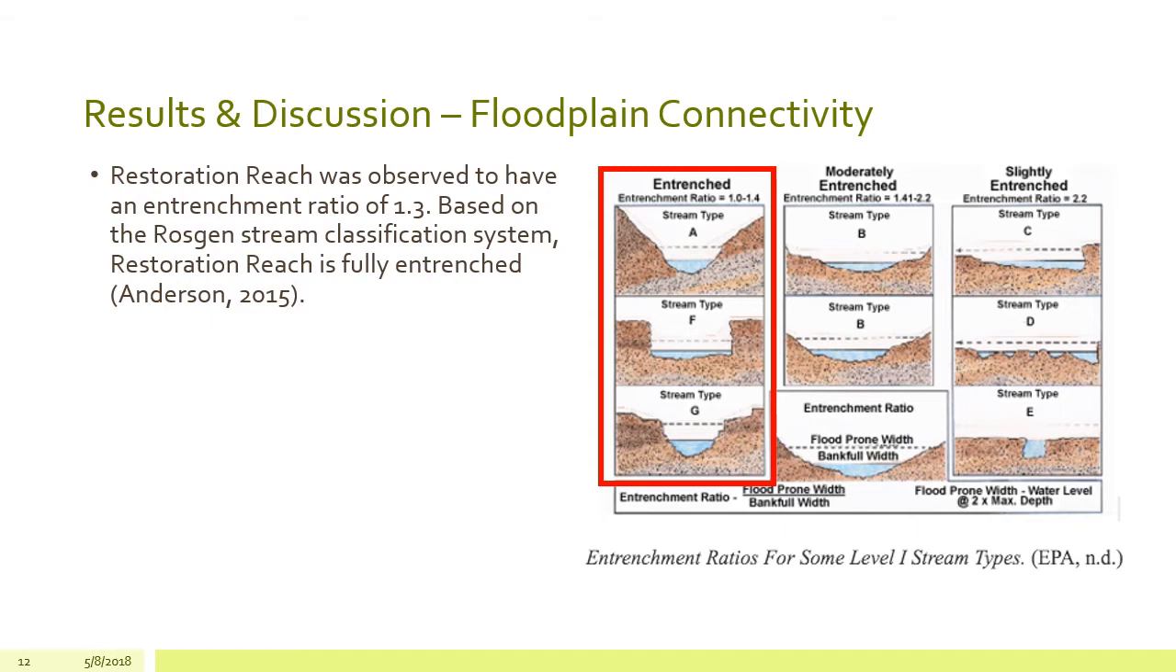And so I've boxed fully entrenched on the EPA figure on the right. And that gives you some sense of what an entrenchment ratio of 1 to 1.4 means. You can kind of see that the stream is basically trapped, and it would take a large flow for it to overflow the bank and reach the riparian zone.